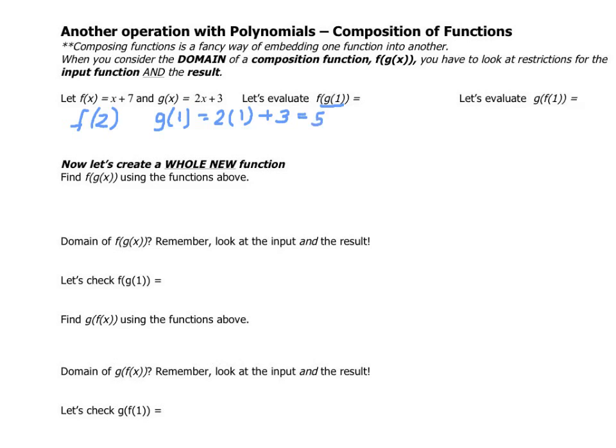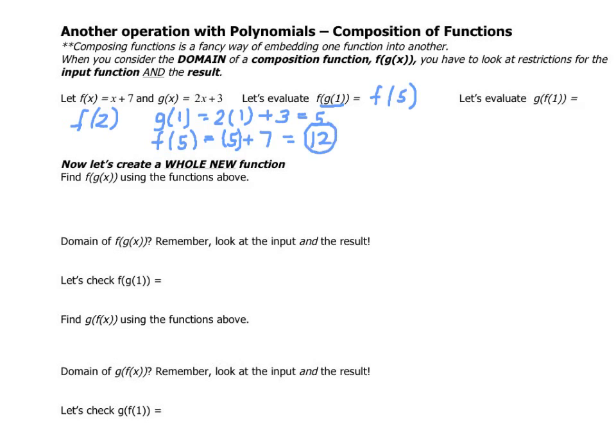F of g of 1 is really then the same as f of 5. I'm plugging in 5 now for every x that I come across in f. So f of g of 1 is the same as f of 5, which is plugging in 5 for every x in f, so that would be 5 plus 7. There's that 5 in for the x, which equals 12. So that's our answer there.